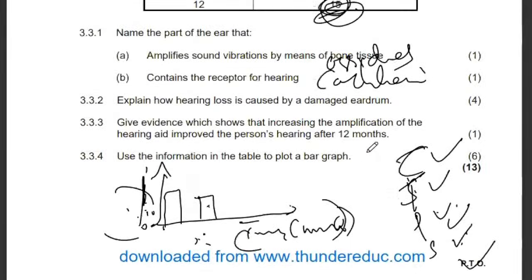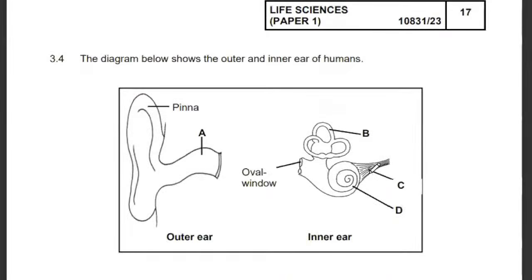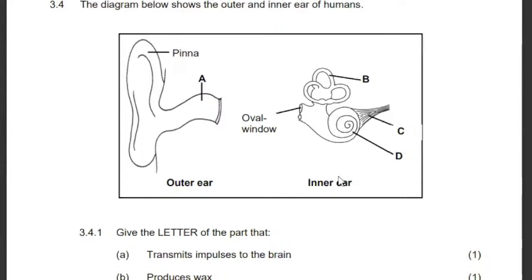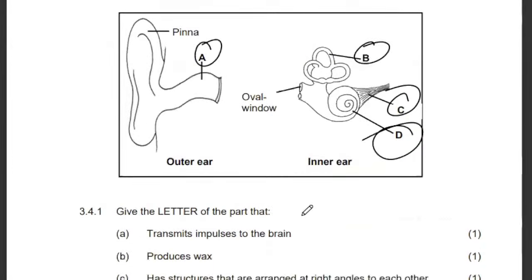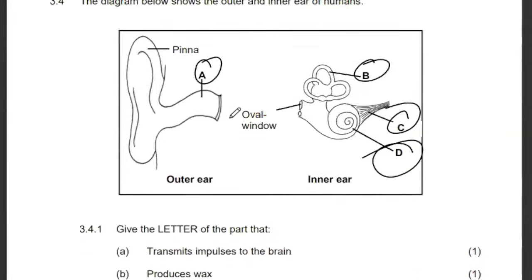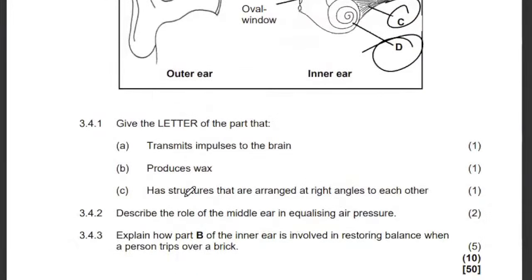So based on my view, that's how it was supposed to be done. And then here, please label everything: auditory canal, semicircular canal, auditory nerves, then cochlea. Saying label the layer of the part that transmits impulse to the brain is C, and they're saying that produces wax is A. They're saying layer. They're not saying name.